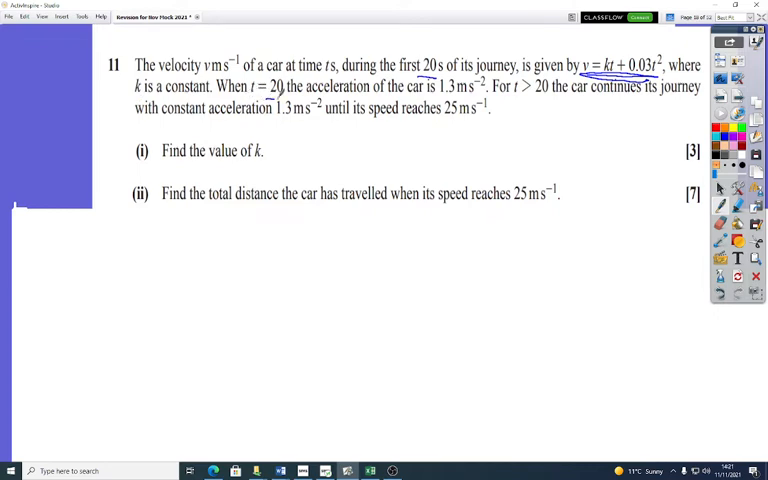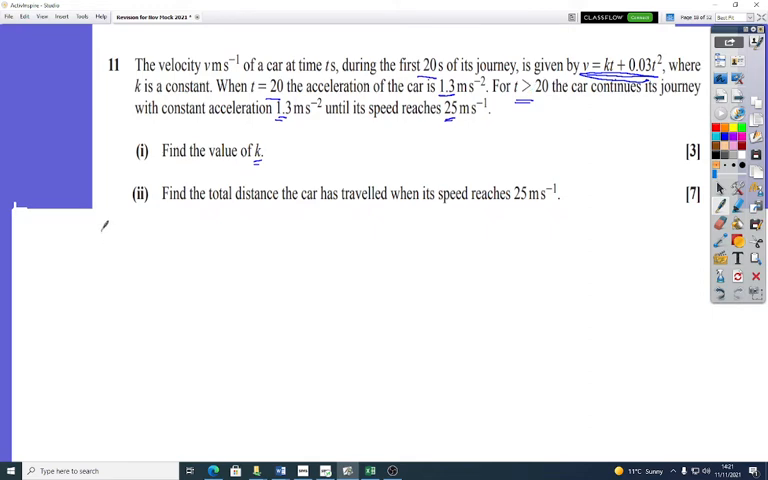Now, when t equals 20, the acceleration of the car is 1.3. And then anything after 20 seconds, the car continues that journey with a constant acceleration. So that's SUVAT. Now we can use it after 20 seconds until it first reaches the speed 25 meters per second. Right, okay then, find the value of k.